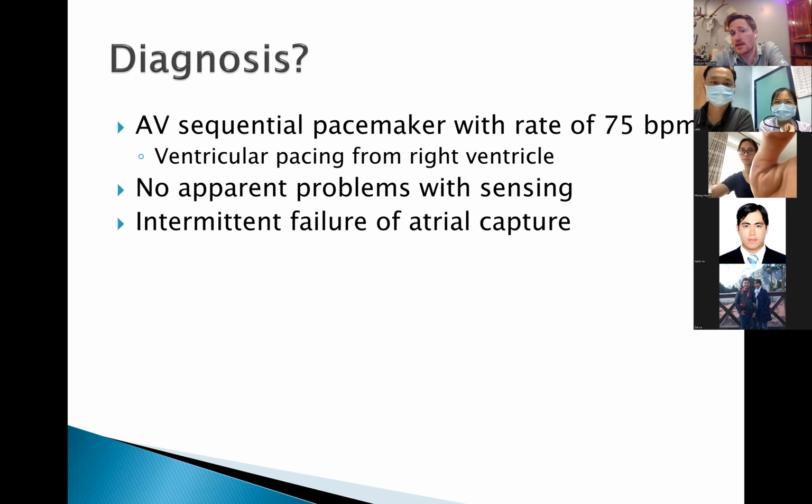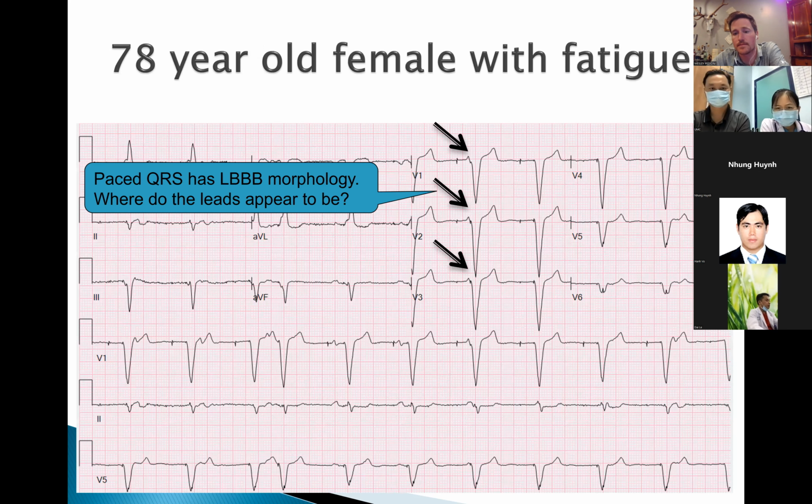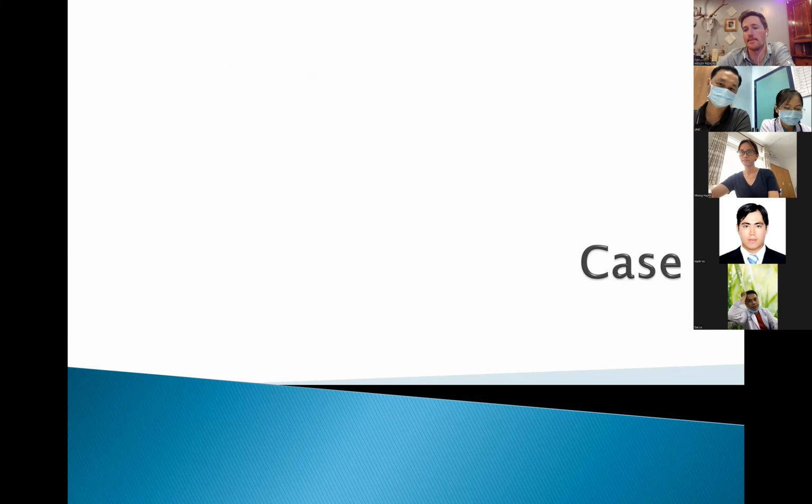So this would be an AV sequential pacemaker with a rate of 75 beats per minute, ventricular pacing from the right ventricle. There's no apparent problems with sensing, but there is intermittent failure of atrial capture. I don't know what this little pacer spike here is in V4, V5, V6. I have to ask Scott what he thinks of that, whether maybe it's just an artifact or something like that. But that may be just a single error of the pacemaker failing to sense that prior QRS. Okay, so that's case two.